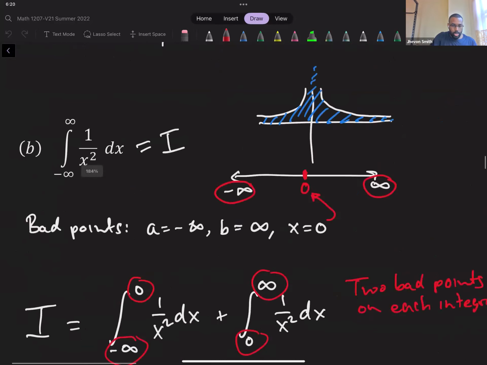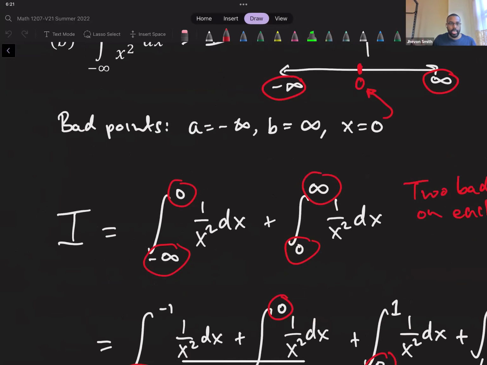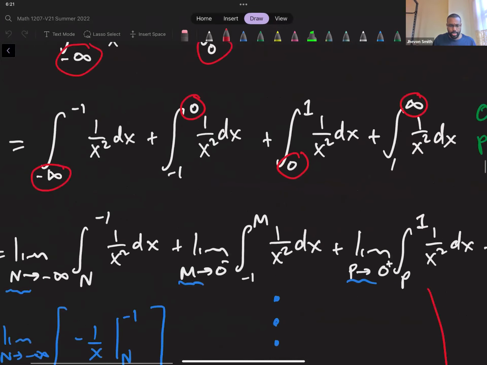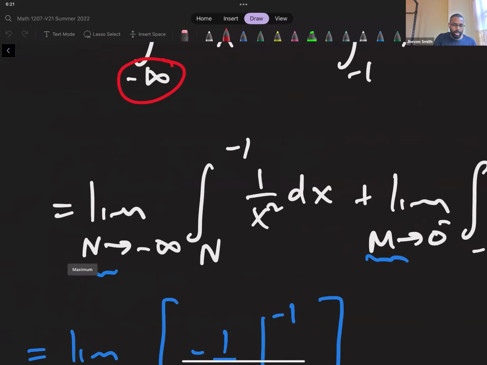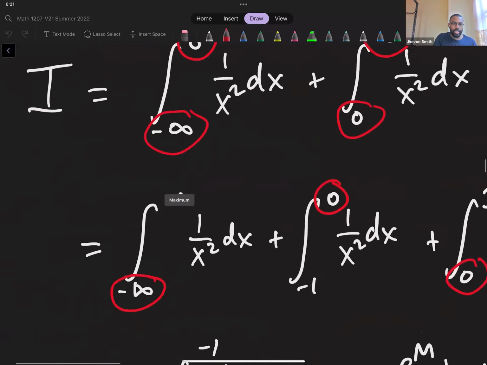There are times though where, like this one, you look at 1 over x squared, integrating that from negative infinity to infinity. Negative infinity is a bad point. Infinity is a bad point. Also 0 is a bad point. And so you can break the integral up from negative infinity to 0, and 0 to infinity, but these have 2 bad points per integral, which is bad. So you have to continue to further break them up. The idea is eventually we want to plug in some limits here, but I can't have a limit going to negative infinity and at the same time going to 0, that doesn't actually make any sense. So I need to break it up in such a way that there's only one bad point on each integral that I can approach with limits.